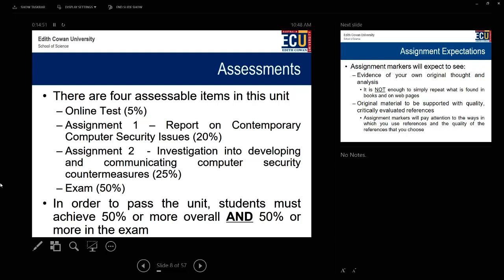If you get 30 marks in your final exam, you will pass the final exam, but if you don't get 20 marks in your assignments out of 50, you will still fail the unit.